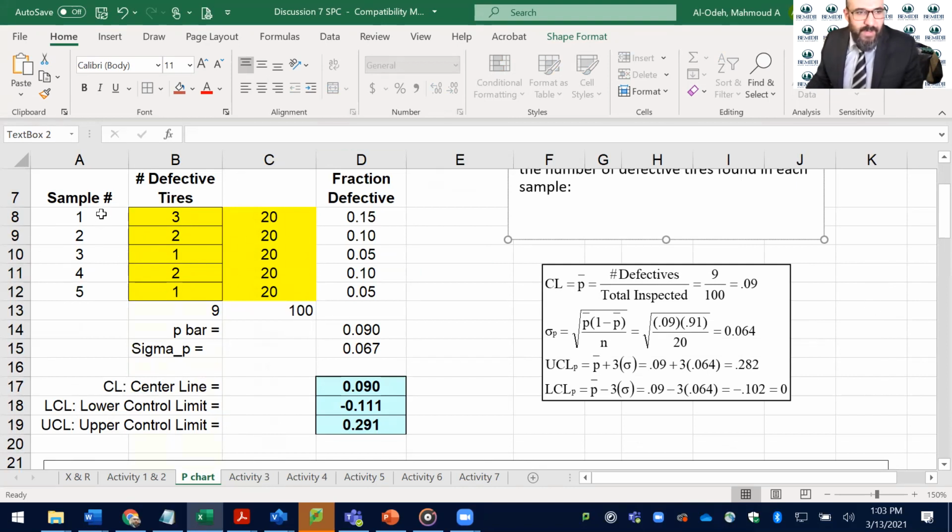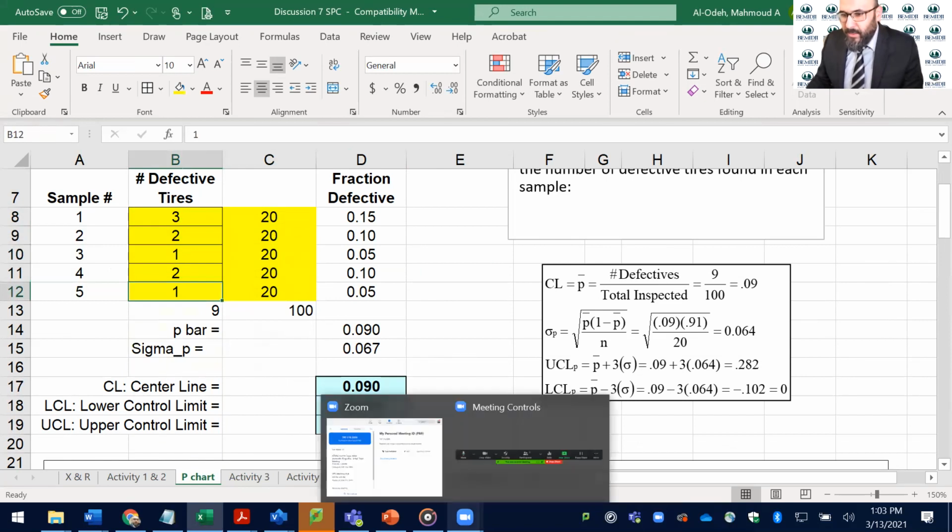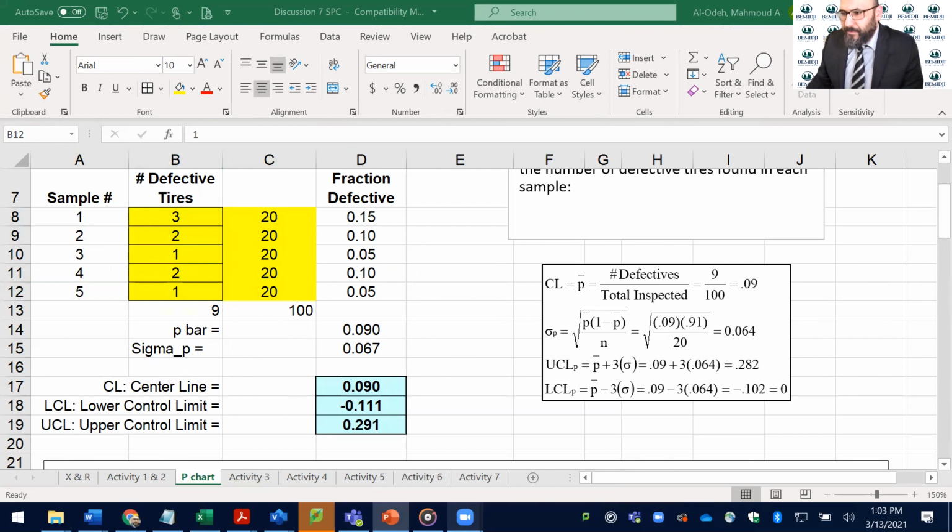So we have 5 samples. Each sample we have 20 tires inspected. We find 3, 2, 1, 2, and 1. Exactly the same thing we have here on the slides. Just to double check, 3, 2, 1, 2, and 1.